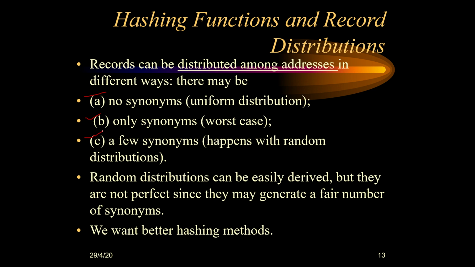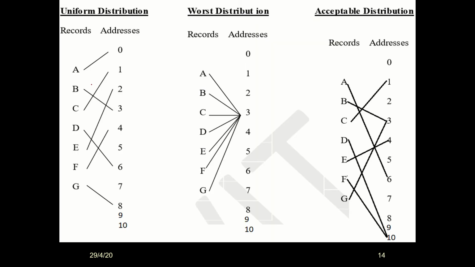Now, because of random generation of addresses, we try to distribute our records in a fair way. But even if we use random mechanisms, we end up having problems. So as we have seen before, these are the three cases: the uniform distribution, the worst case, and the acceptable case. In uniform distribution, every key is successfully distributed among different addresses. This is the uniform case. This is what we are trying to do.